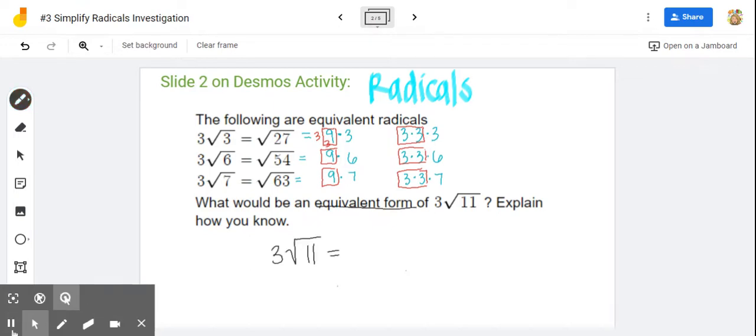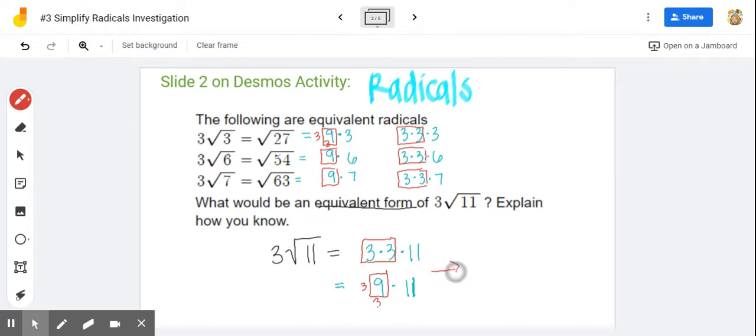So we had asked you guys what would be equivalent to this form, 3 square root of 11. So some of you would have taken that as 3 times 3 times 11 or 9 times 11 would help us get that simplification there, which means literally we would multiply those, which would be 3 times 3 times 11 or 9 times 11 is 99 underneath the square root.